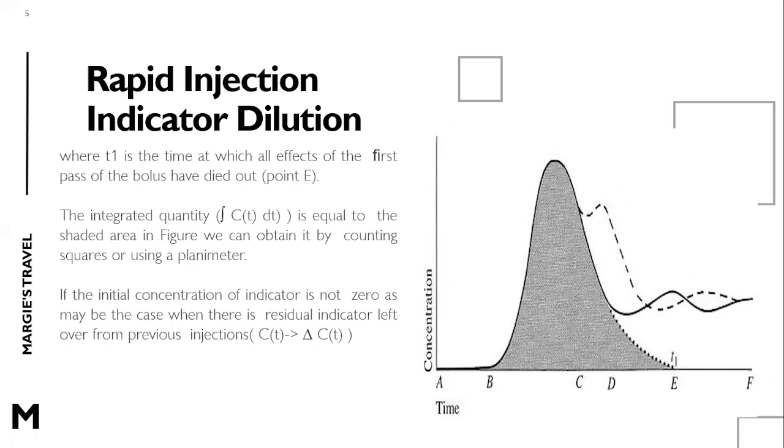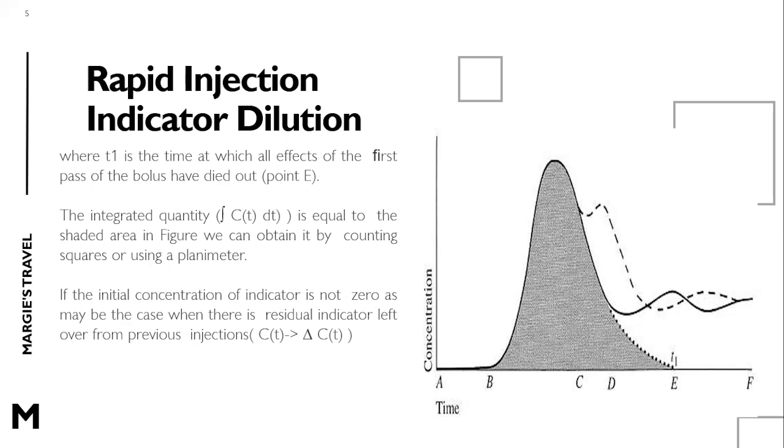where T1 is the time at which all effects of the first pass of the bolus have died out, or we can see it at point E. The integrated quantity, the integral of C(t) dt, is equal to the shaded area in the figure. We can obtain it by counting squares or using a planimeter.